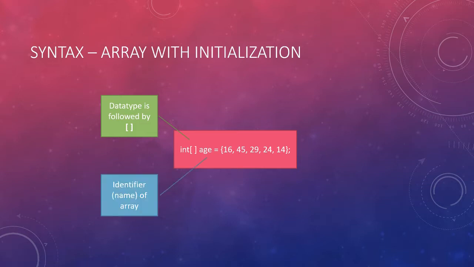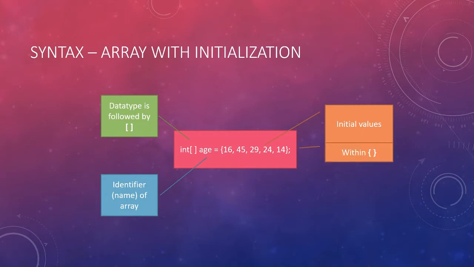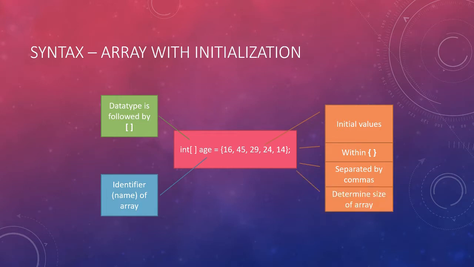Next becomes the name of our array, or our identifier. And then in this case, when we're setting up initial values, comes our initial value list after the equal sign. Our initial values list is contained within curly braces. Each of the entries is separated by commas, and the number of entries here is going to determine the size of this array. So with C#, once this statement was processed, we would not be able to change the size of this array.